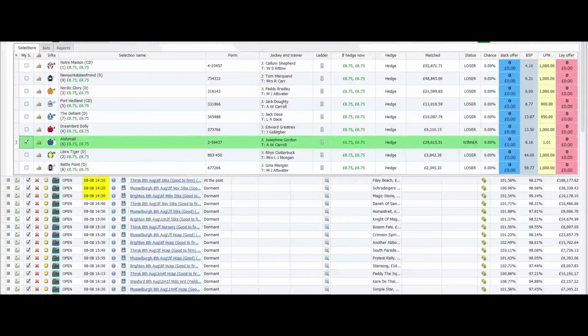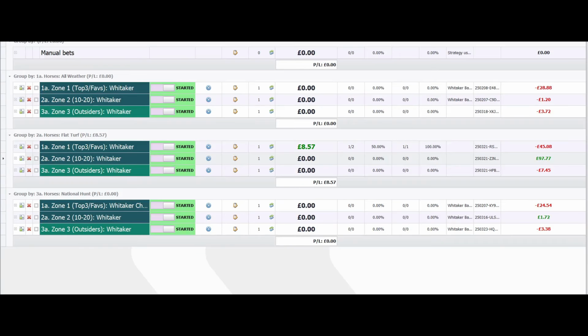Now, what I've done today is I have this zonal strategy set up in 3 independent sections. And this is many thanks to Jack Bickley, who designed this and made my life a hell of a lot easier. And I just want to explain the benefits of this in terms of speed, making late decisions, because otherwise, you're fiddling around the Betfair console. So we have groups of horses by all weather, flat and national hunt.